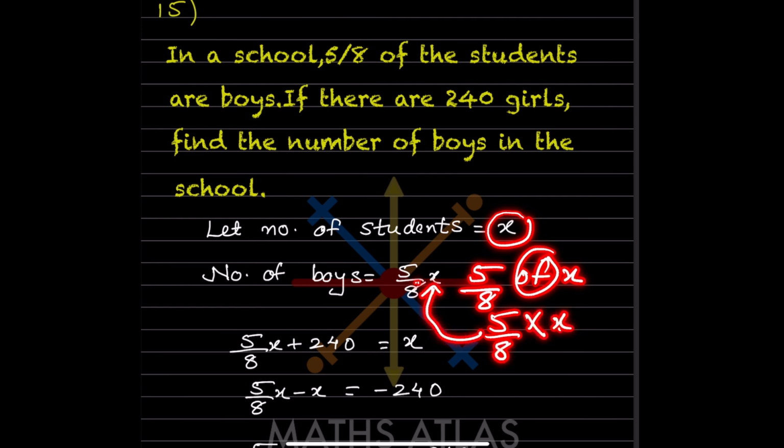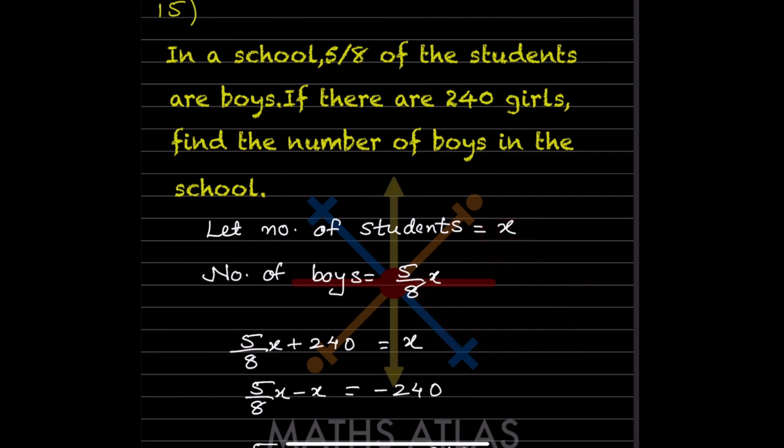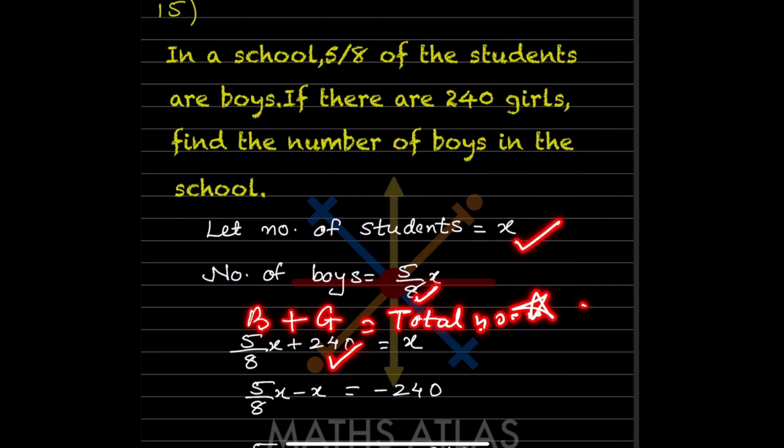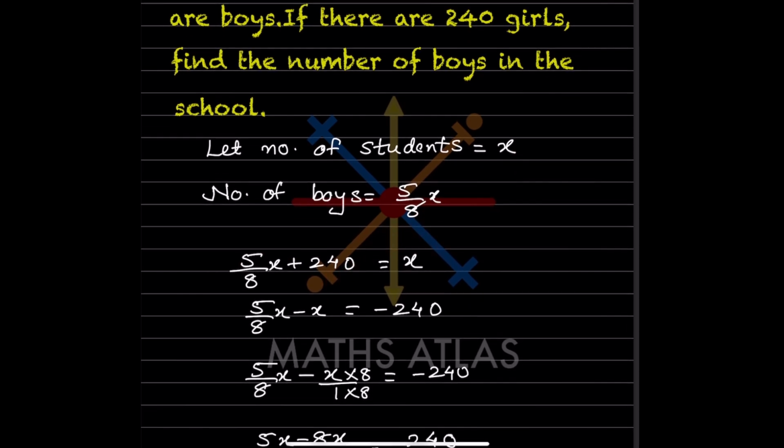Now they said there are 240 girls. You know boys plus girls is the number of students, that will be the total number of students. So we know the boys are 5/8 x plus girls are given as 240, and the total number of students we have considered as x. You can write this step if you want one more step. So now what will that be? 5/8 x, and this will go on this side, that will be minus x. If this goes here, that is going to be minus 240.